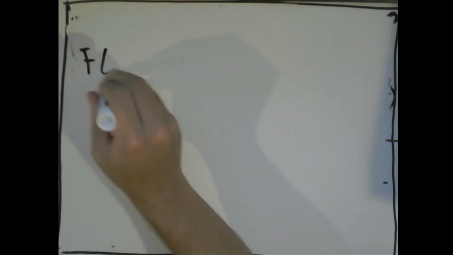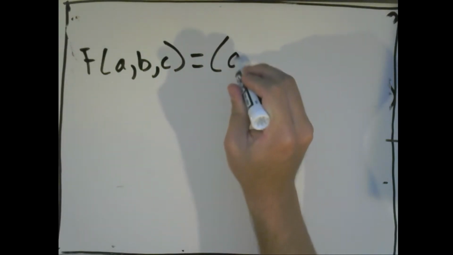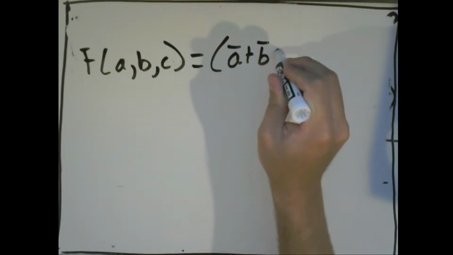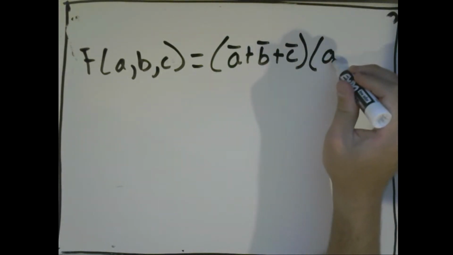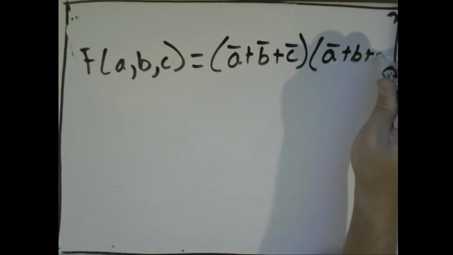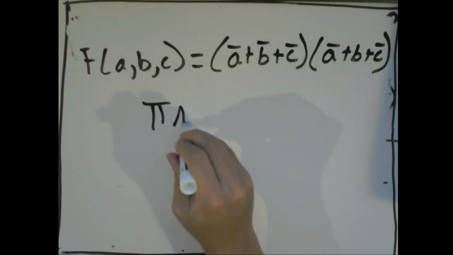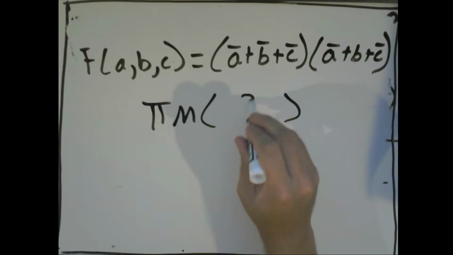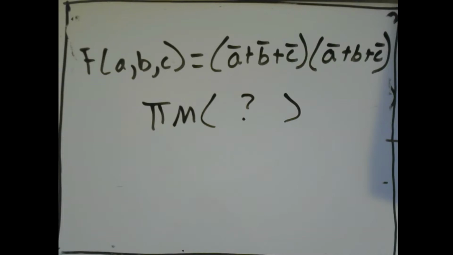So let me just write some basic POS equation. I'm just going to make up something here. F is equal to (A plus B naught plus C naught) (A naught plus B plus C naught)... Okay, so we want to write the product of max terms, right? So how do we do that? Well, what does this mean? It means what are the terms that make the equation go to 0?